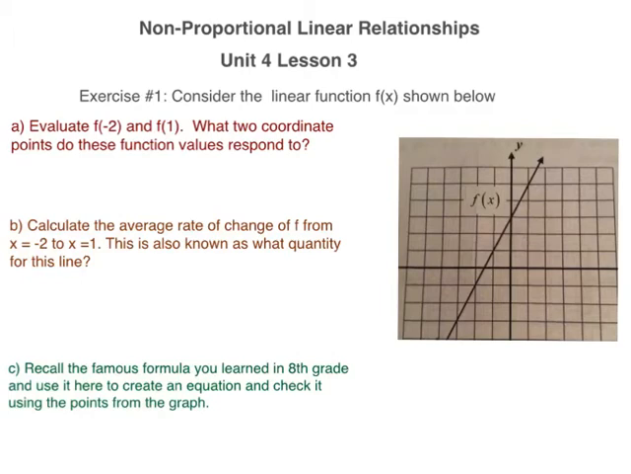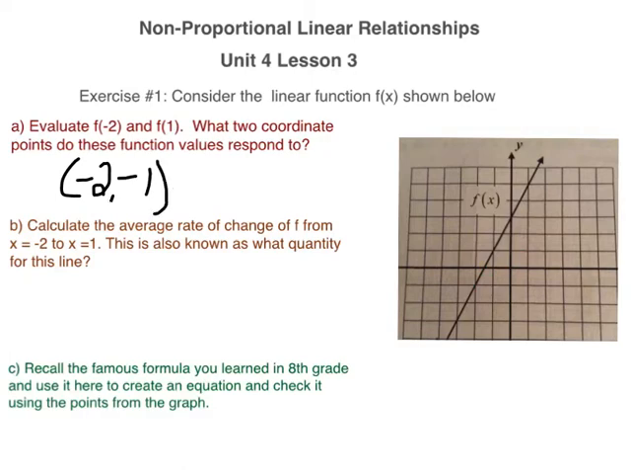So exercise number 1. Consider the linear function f of x shown below. A. Evaluate f of negative 2 and f of 1. What two coordinate points do these functions correspond to? So f of negative 2. We're going to go over to negative 2. We're going to see where the line hits it. It's at negative 1. So f of negative 2 is the point negative 2, negative 1.